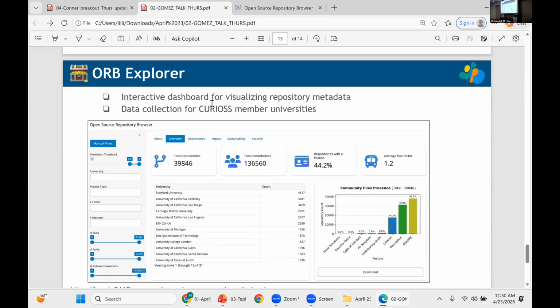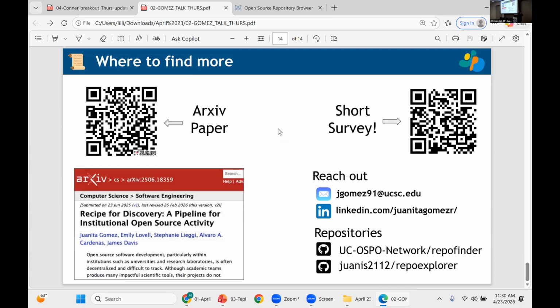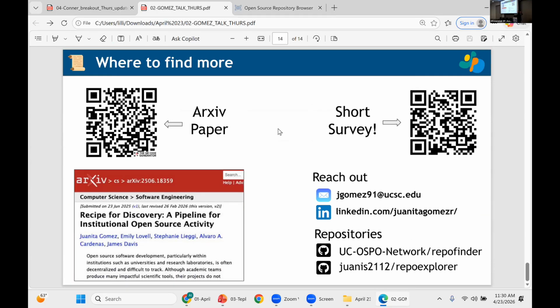That was my demo. I want to leave with this last slide that has a QR code to my arXiv paper, where there's a lot of information about the data collection and classification, as I told you, and this short survey. So if this is something you care about, I would love your input. This just has 5 questions. It's really quick. It'll take you 2 minutes.